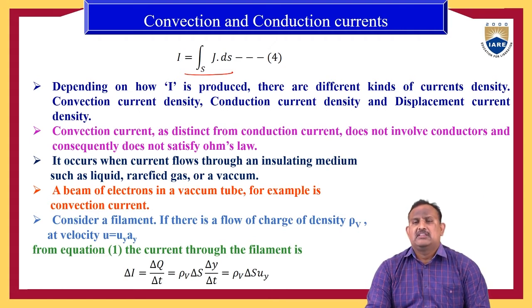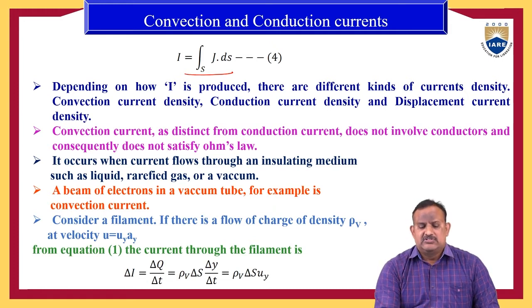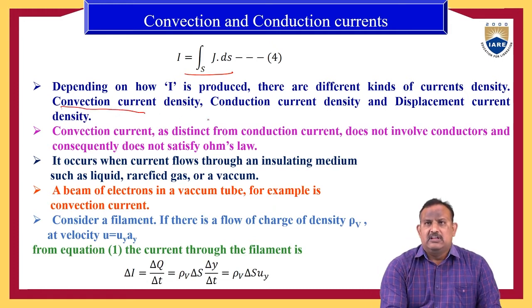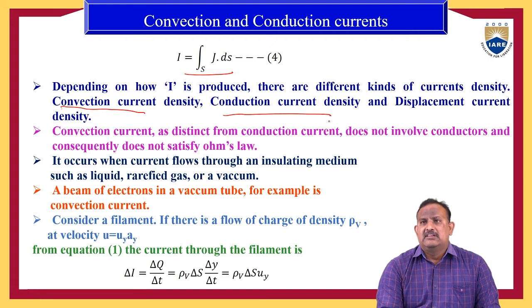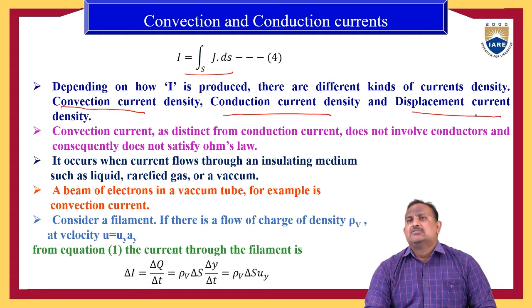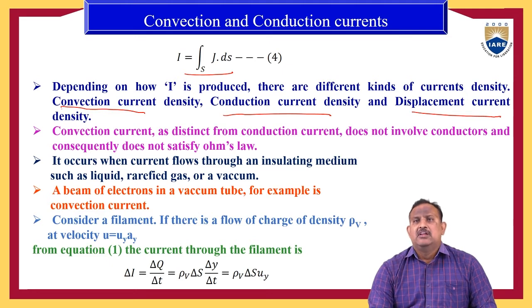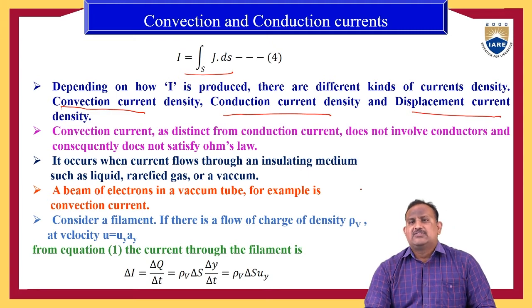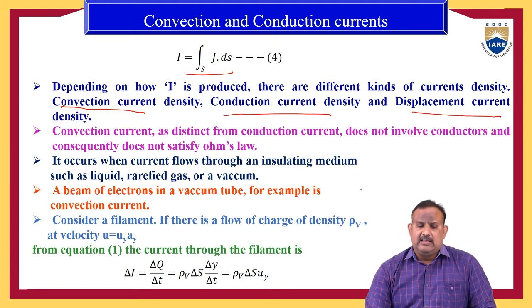There are three types of current densities. First one is the convection current density. Second one is the conduction current density. Third one is the displacement current density. In today's class, I am going to define the convection current density and the conduction current density. First, we will define the convection current density.